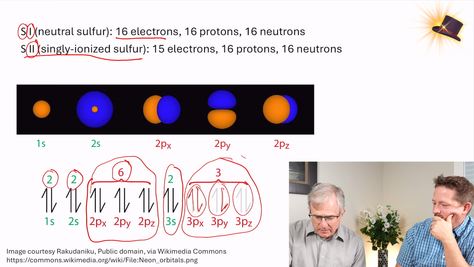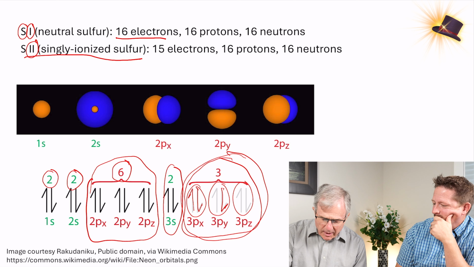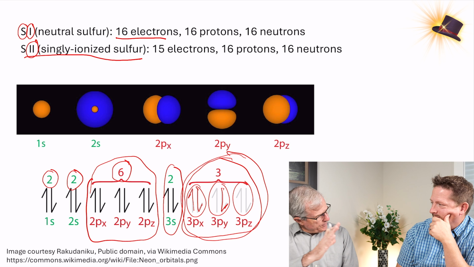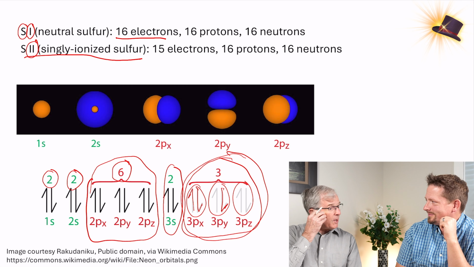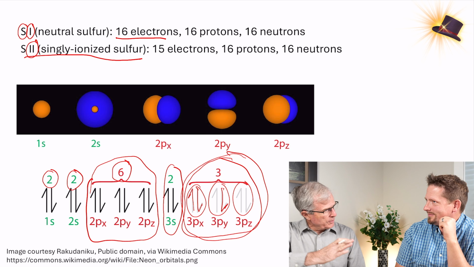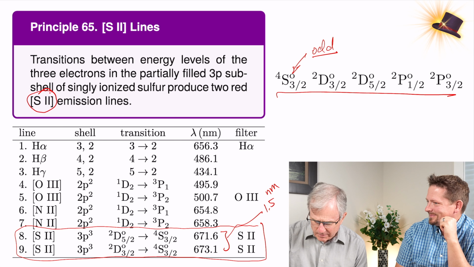Further out from when? From the center? Oh, you mean because we're up in the 3p levels? Yes, that's exactly right. So these guys are even further out, because this is the principal quantum number n equals 3. So they're further out from the nucleus.